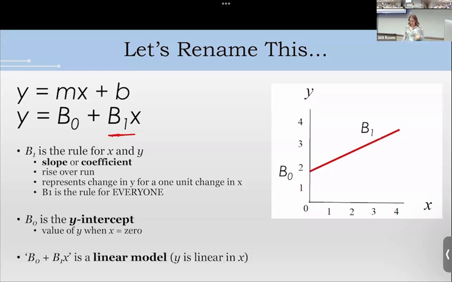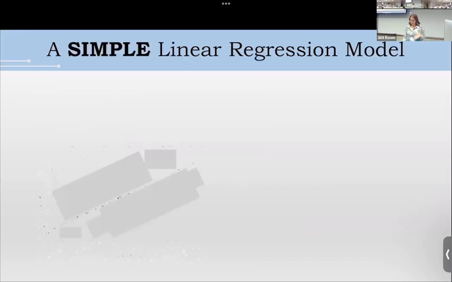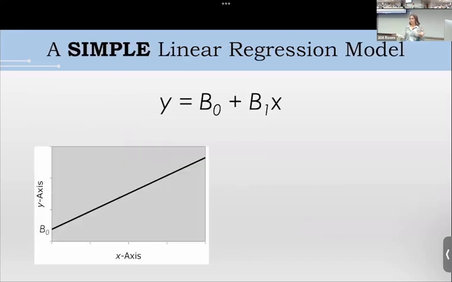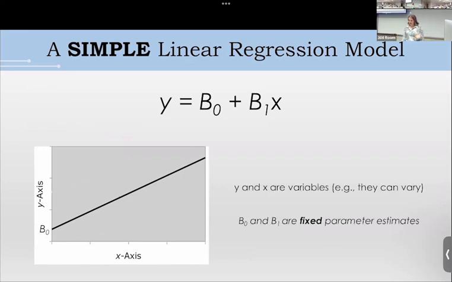b sub 0 plus b1 x1 is a linear model. It's the simplest regression model we have. This is a simple regression model. Why is it simple? Because it has one predictor. So here it is. Here's a simple linear regression model: b sub 0 plus b1 x1. x and y are variables, meaning they can vary. They can take on different values.